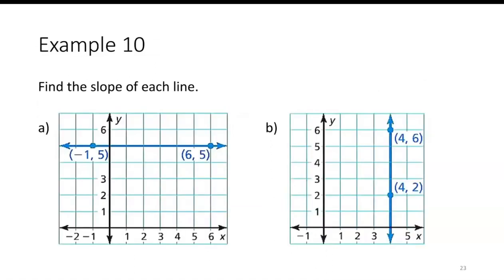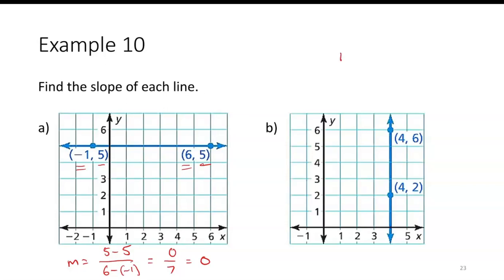Okay, let's try these 2 lines. So one goes from (-1, 5) to (6, 5). So for part A, the slope would be, subtract the 2 y values, so the 5 and the 5, and then subtract the 2 x values. So 6 minus a -1. This will come out to be 0 over 7, which is 0. So in this case, the slope is 0. There's no going up or down. It does go left or right, but there's no up or down.